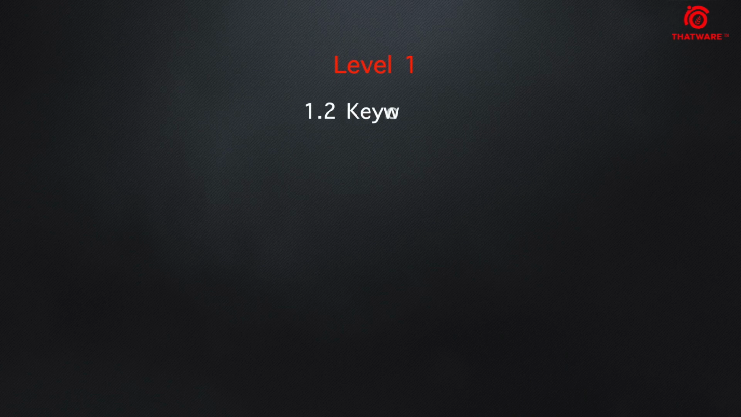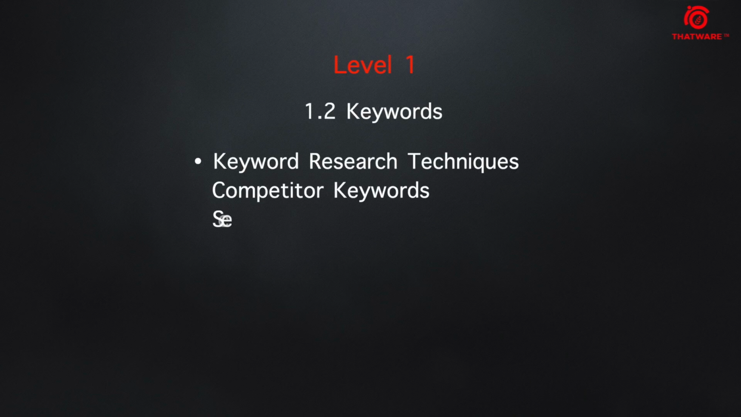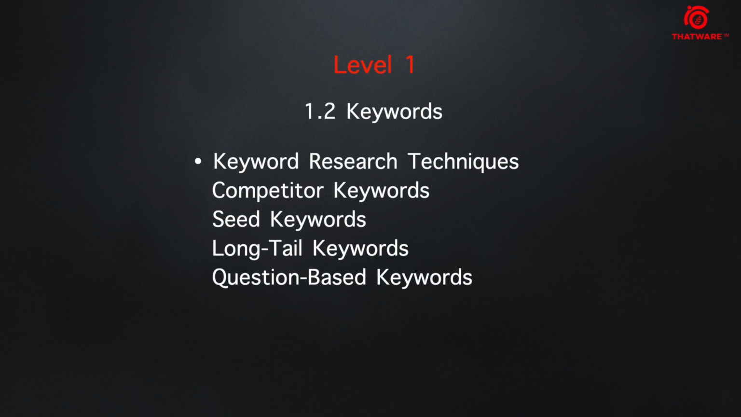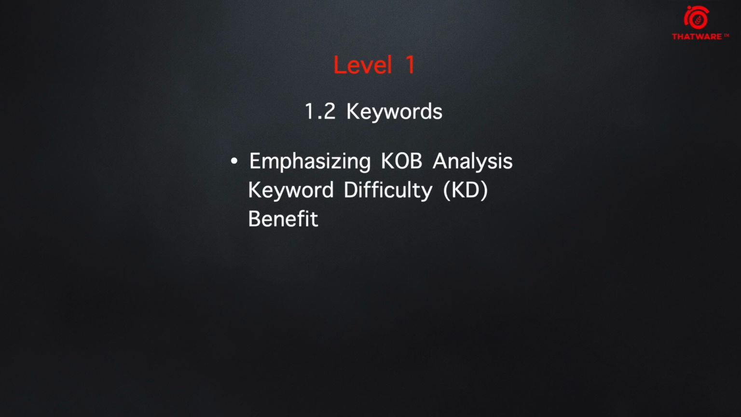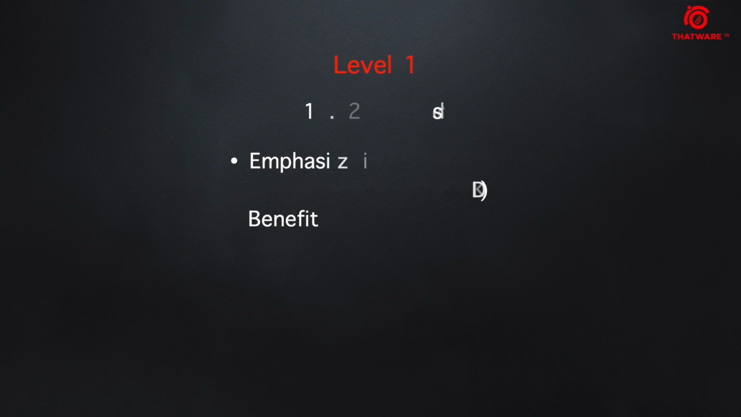Then coming down to the keywords, use the proper keyword research technique, analyze your competitors, generate a list of seed keywords, the long tail keywords, and the question and answer based keywords. And also emphasize on KOB analysis. KOB stands for keyword of opportunities, which means that you need to assess the competition of a keyword, indicating the effort needed to be ranking. And depending upon the initial discussion with your client, you can measure the benefit and can tell them.